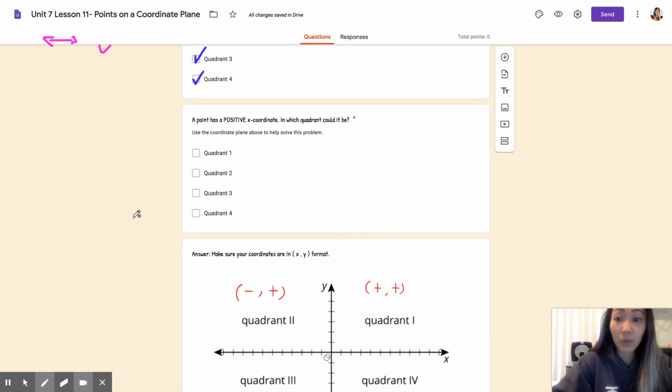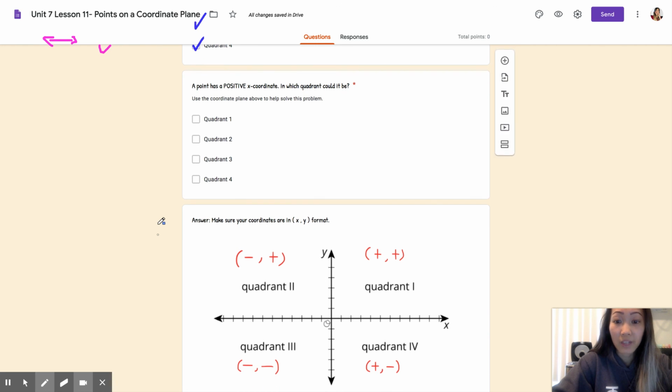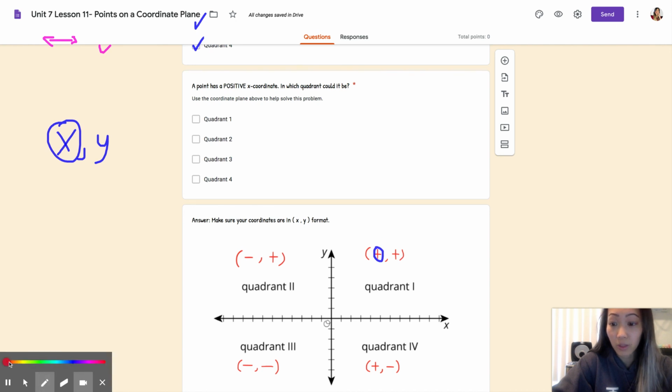So for the next one, I'm going to use the graph down here. A point has a positive x coordinate. Which quadrant would it be in? So I'm going to use this one. So I remember x and y. My first one is going to have to be a plus. So looking at quadrant 1, the first one is a plus. I should use red, I'm sorry. So the first one is a plus. So quadrant 1 qualifies.